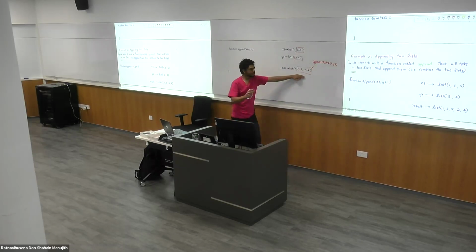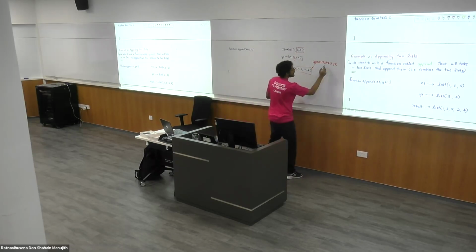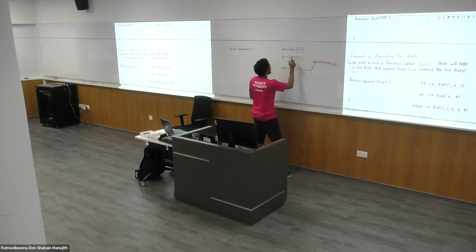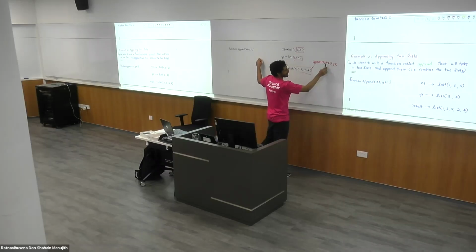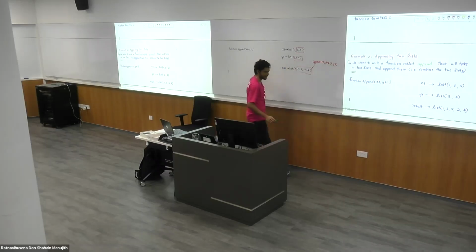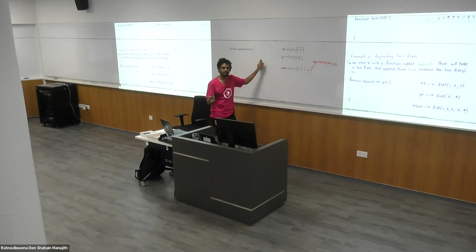Can you see that this is a smaller subproblem than appending XS and YS? Why is that? Because I reduce the problem size by 1. I reduce the length of XS by 1 and kept YS the same. Can you see that I reduce the problem size?